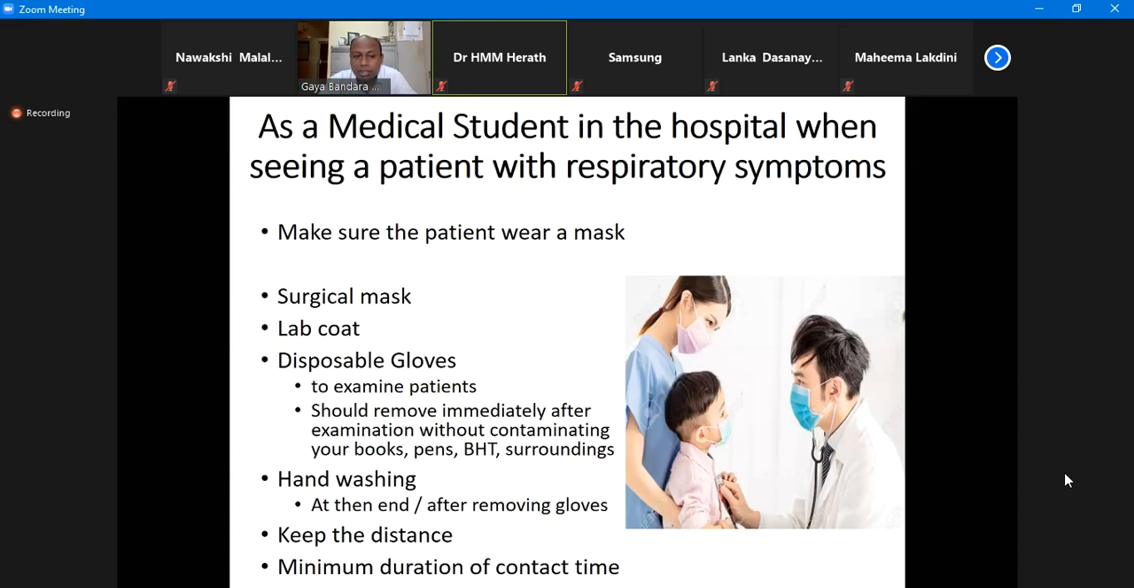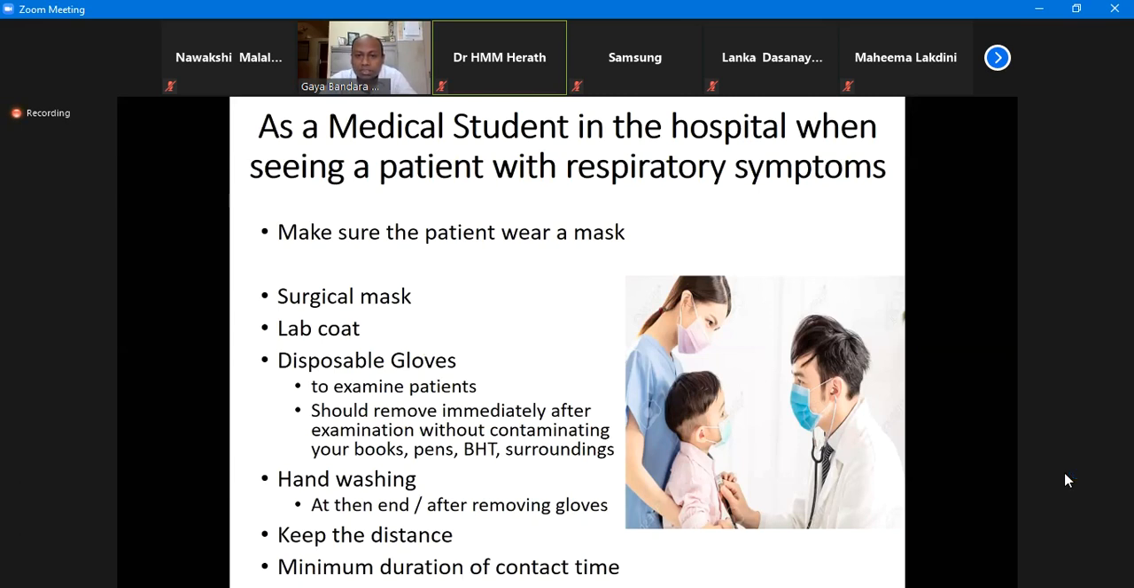If you are examining the patient, please wear a pair of disposable gloves and make sure to discard them as soon as you finish the procedure or the examination, and wash your hands immediately after. If you keep them on throughout your hospital stay, you will continue to contaminate your books, pens, PDAs, and other surroundings with your gloved hand. So don't do it.